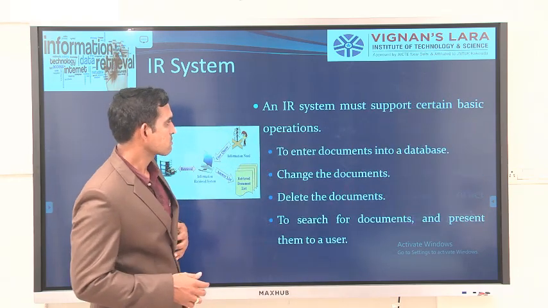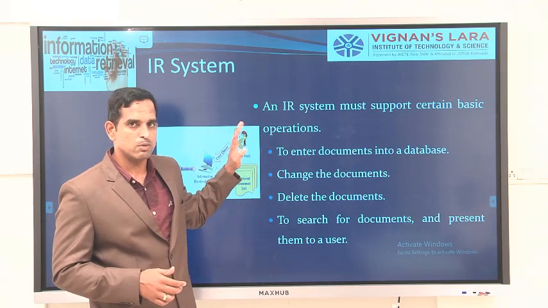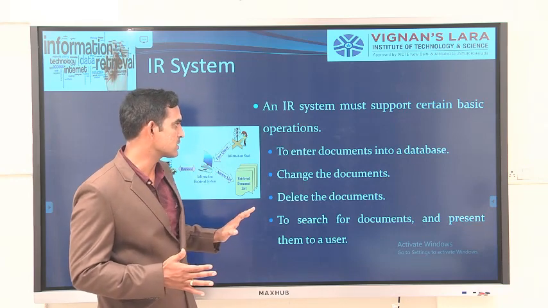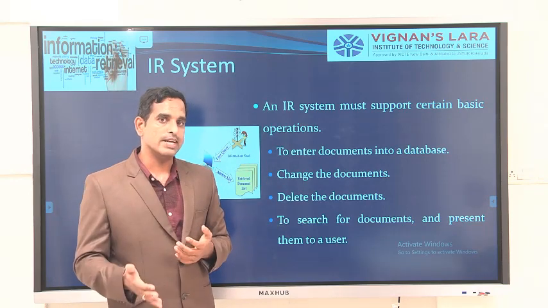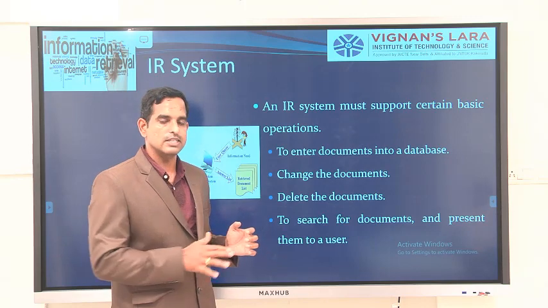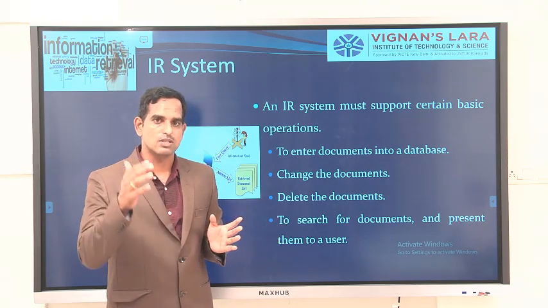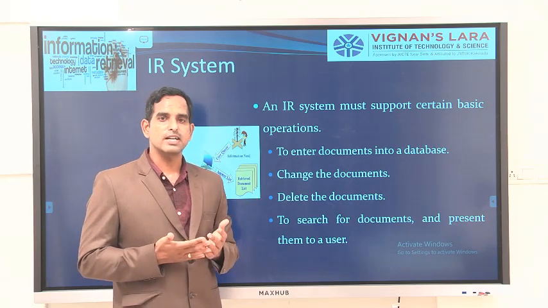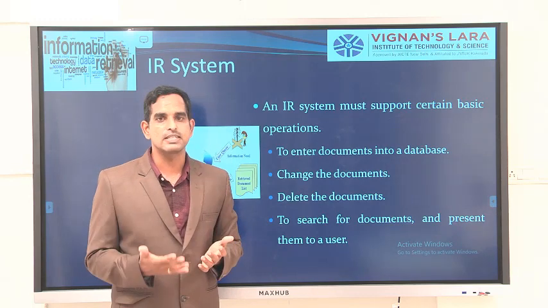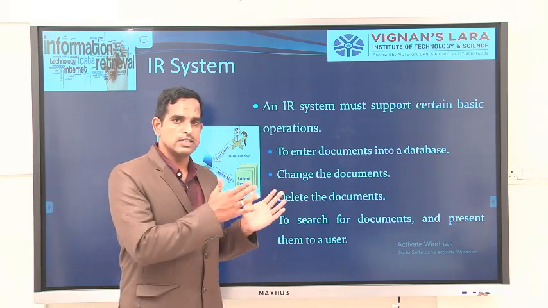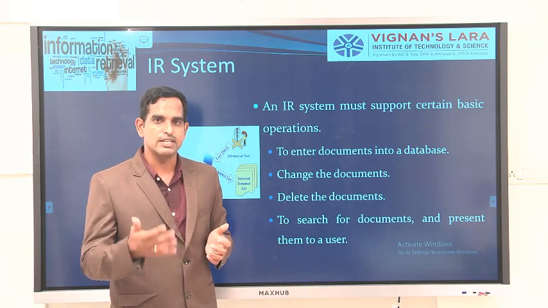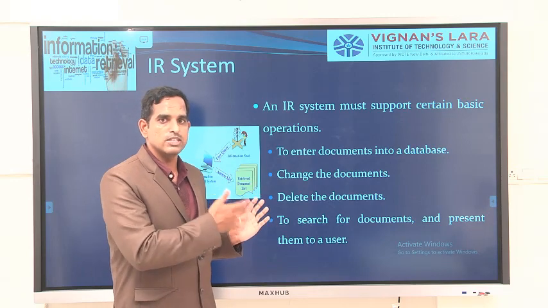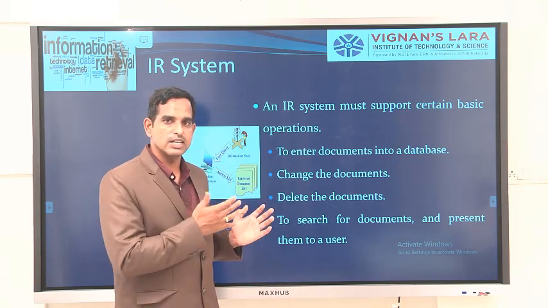An information retrieval system should support the following operations. The first thing, it should be able to enter documents into the database. That is, whatever you collect from varied resources, you should be able to bring it all into one database. When you are bringing this into the database, there will be other things involved. You should be able to check each and everything, and a data cleaning process has to be done. You should have learned how this is done in data warehousing and data mining.